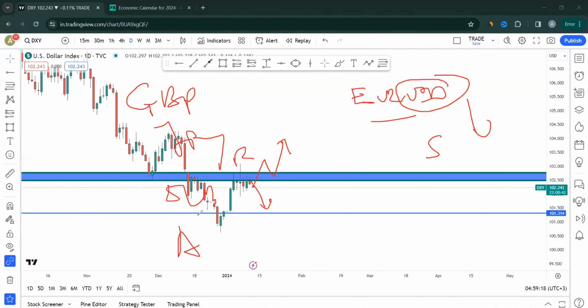If it breaks above, we expect the dollar to gain strength, meaning Euro USD will go down. If it is rejected from resistance, like the way we are seeing it being rejected, then that's when you can see Euro USD going up, just like you're seeing. This applies to GBP USD, AUD USD, and the rest.